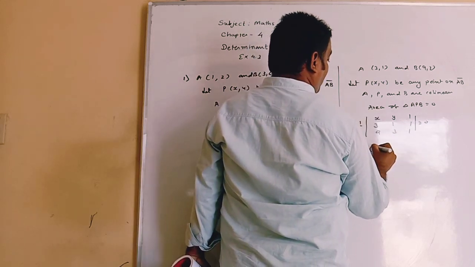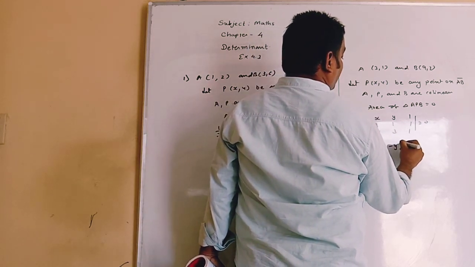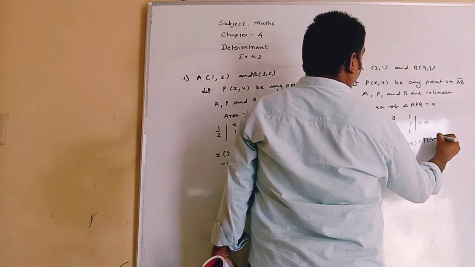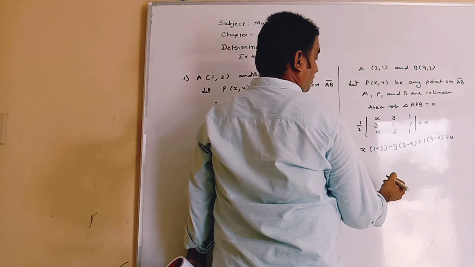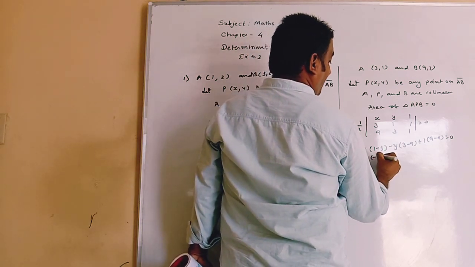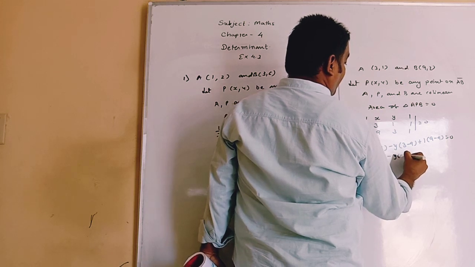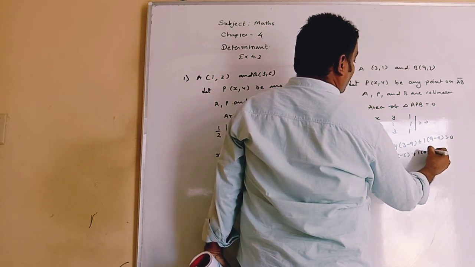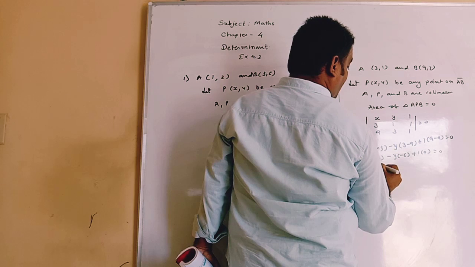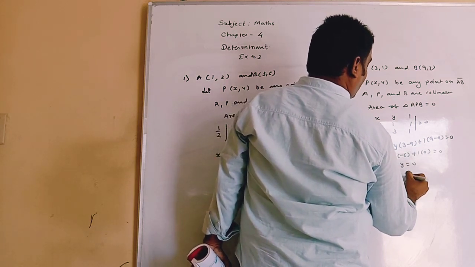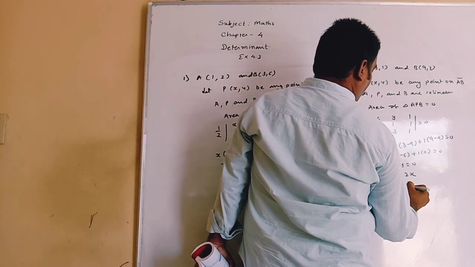So x into (1 minus 3) minus y into (3 minus 9) plus 1 into (9 minus 9) equals 0. And so x into minus 2 minus y into minus 6 plus 1 into 0 equals 0. So minus 2x plus 6y equals 0. So 6y equals 2x. So x equals 3y.